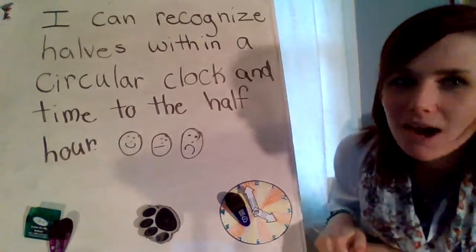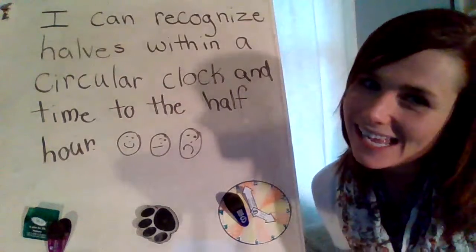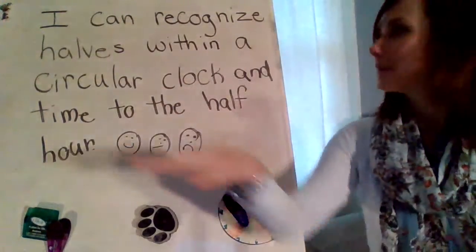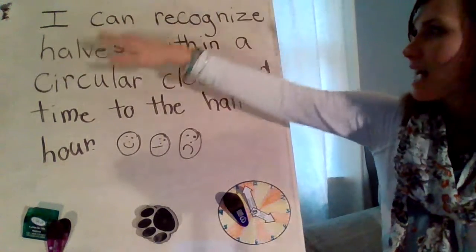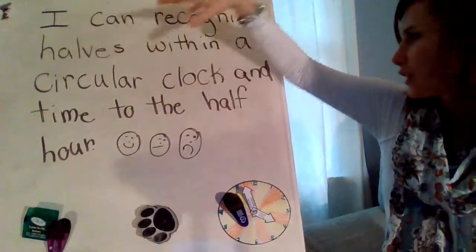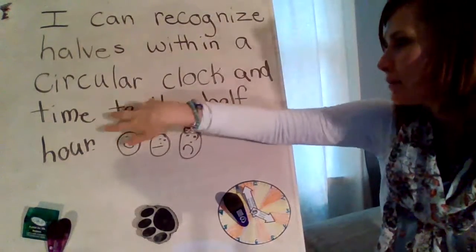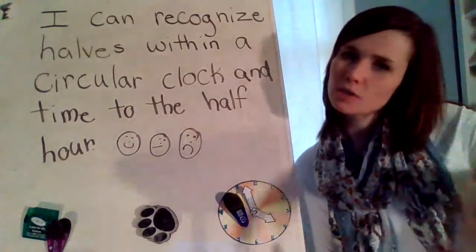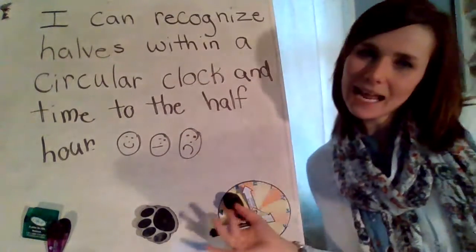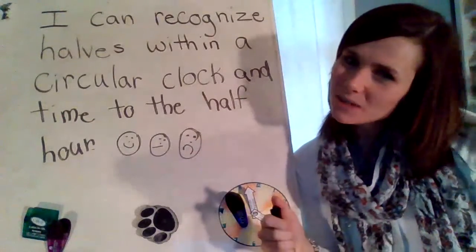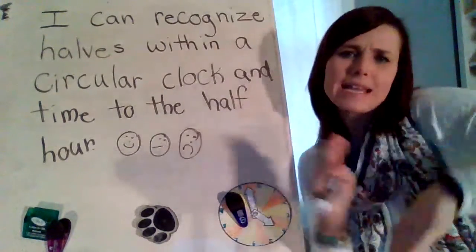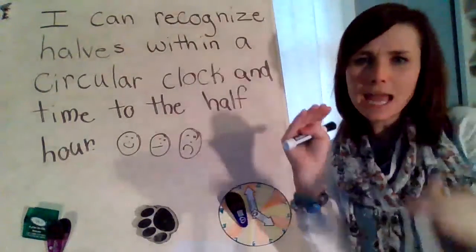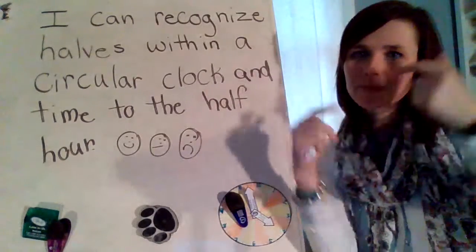All right, let's start with our I can statement. Okay, I can recognize halves within a circular clock and time to the half hour. All right, what do we need to do to this I can statement? What do we need to do, boys and girls? We need to break it down. Say it. Break it down.